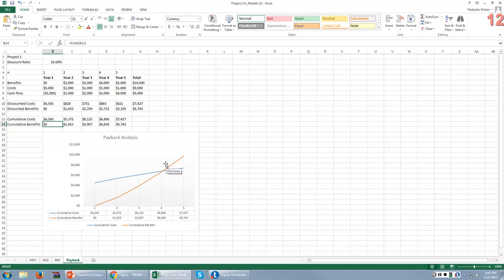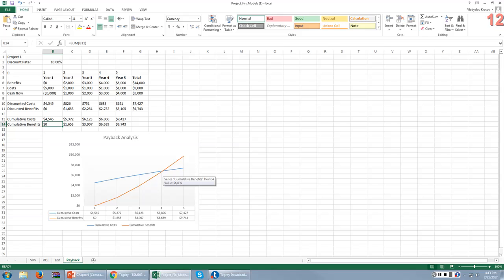So what this graph tells you, as you can probably guess, is that here at around year 4, you have the so-called break-even point where cumulative benefits start to outgrow or surpass cumulative cost. So basically it tells you that you will break even in 4 years.